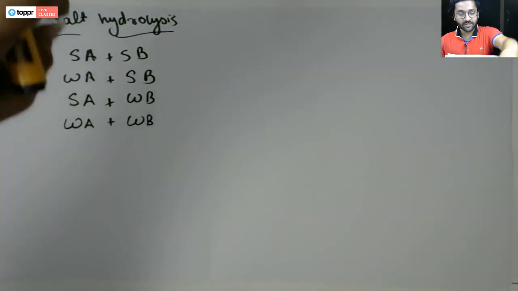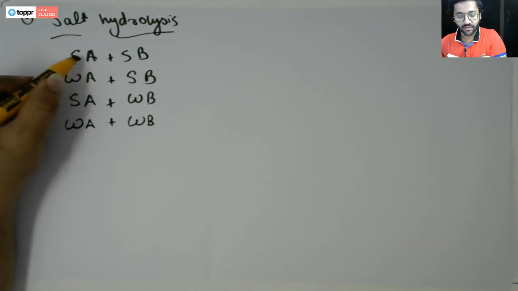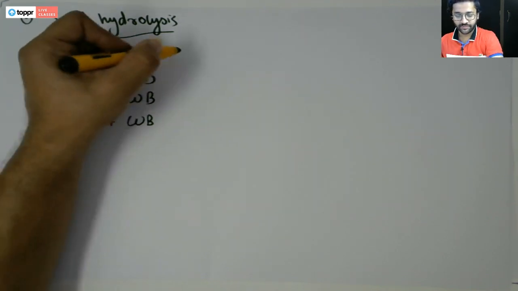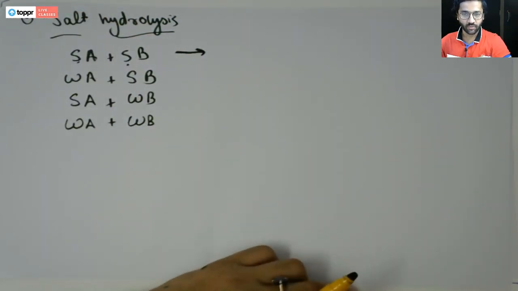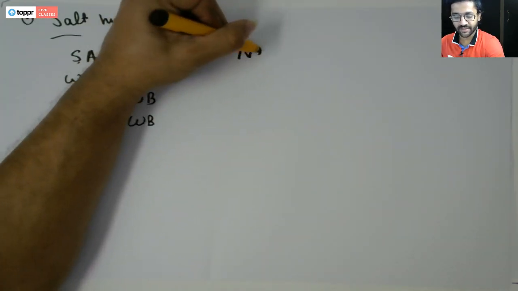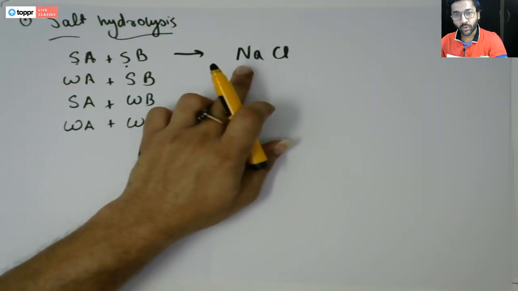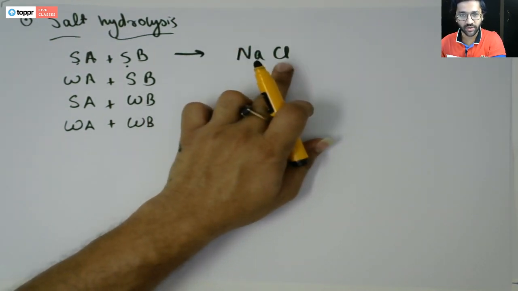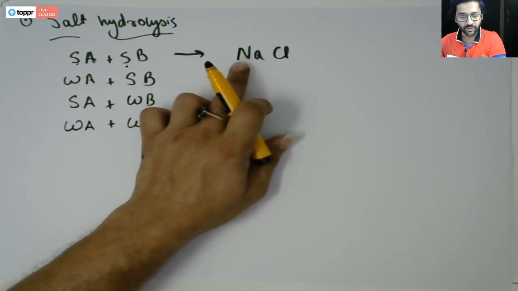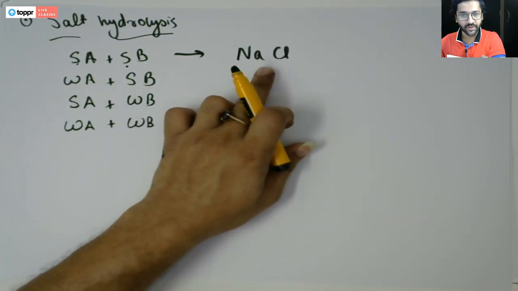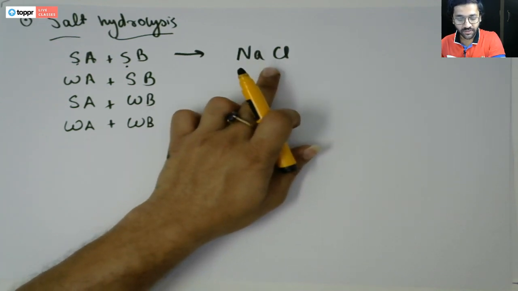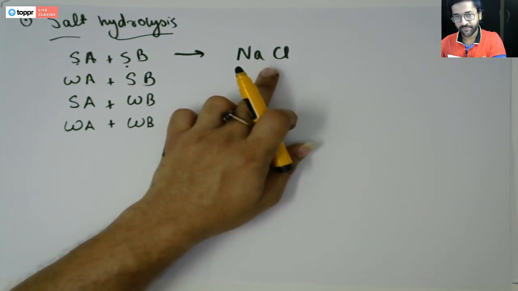Now, generally, the salts which are formed by strong acid and strong base are completely broken down into their ions in the water. Example is NaCl. NaCl is a salt of sodium hydroxide and hydrochloric acid. Hydrochloric acid is a strong acid, whereas sodium hydroxide is a strong base. So the salt formed is NaCl. Hence it gets completely ionized in the water. So this salt cannot be hydrolyzed.